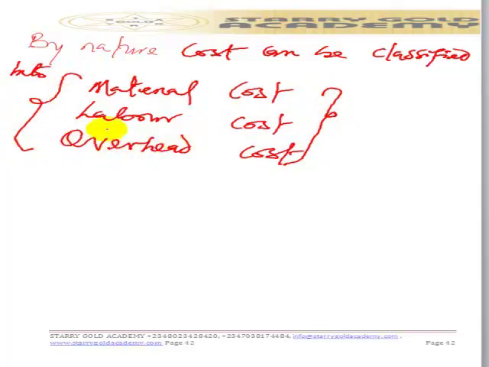So we will be discussing the material cost, the labor cost, and the overhead cost or expenses. But to avoid the tautology of saying expenses cost, we therefore make use of overhead cost. So these are the cost elements. We'll take this one after the other.